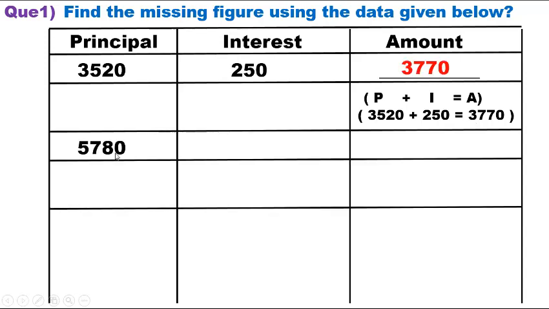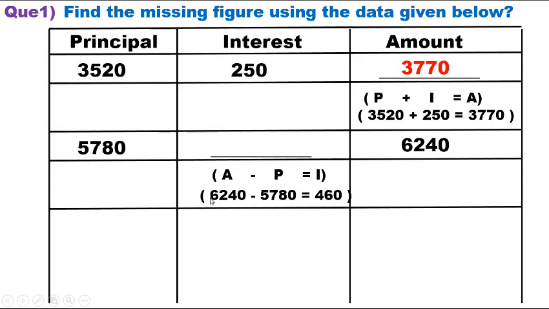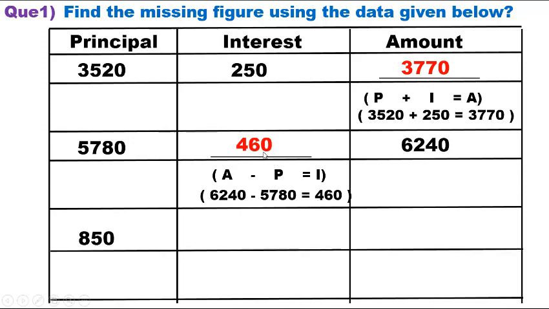Second, principal is 5780. Amount is 6240. Then what is the interest? Interest is amount minus principal. Amount 6240 minus 5780 is equal to 460. Therefore interest is 460.